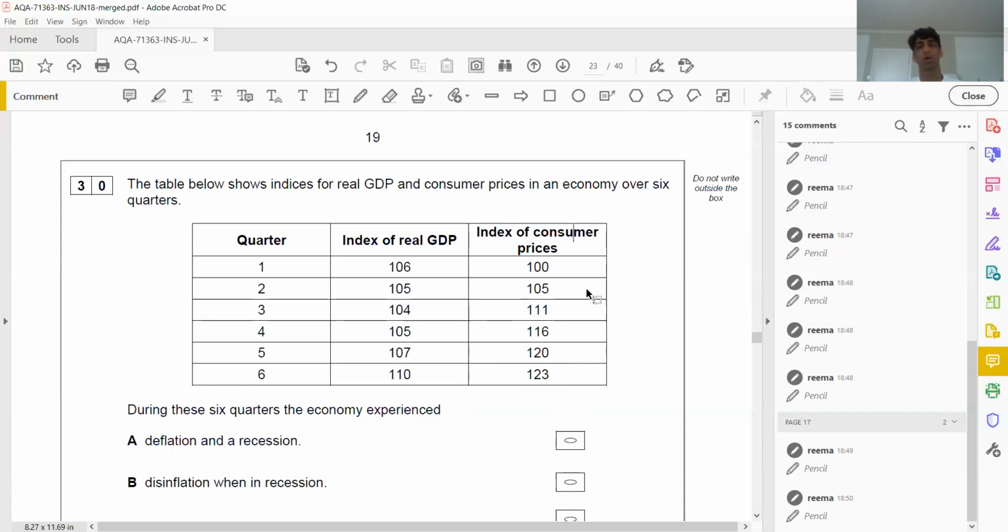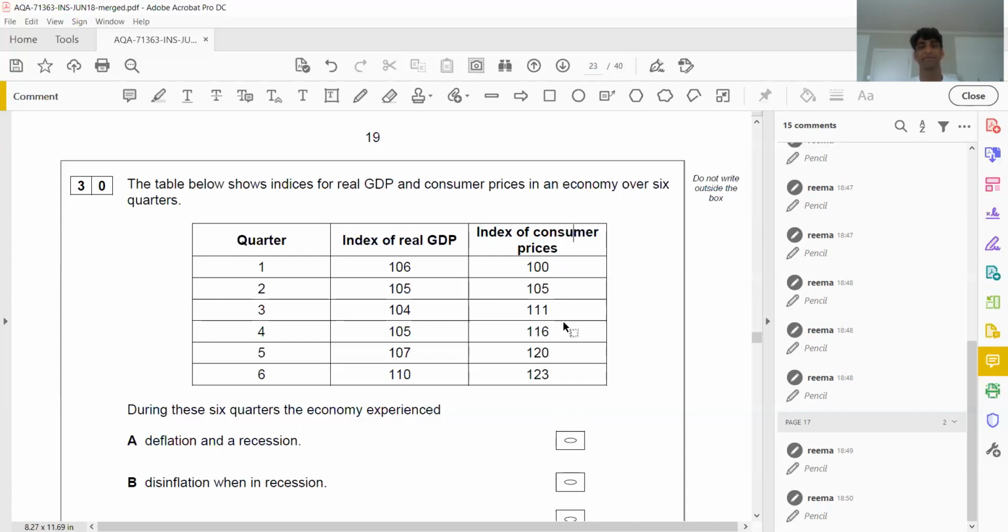In order to find out what inflation is, we'd have to find the change in the consumer price index, the percentage change in the consumer price index. And between quarter 1 and quarter 2, it's a 5% change. In quarter 3, if you were to do 111 minus 105 divided by 105 times 100, you'd find that the inflation rate is about 5.4%. So, okay, we have rising inflation for the first 2 quarters.